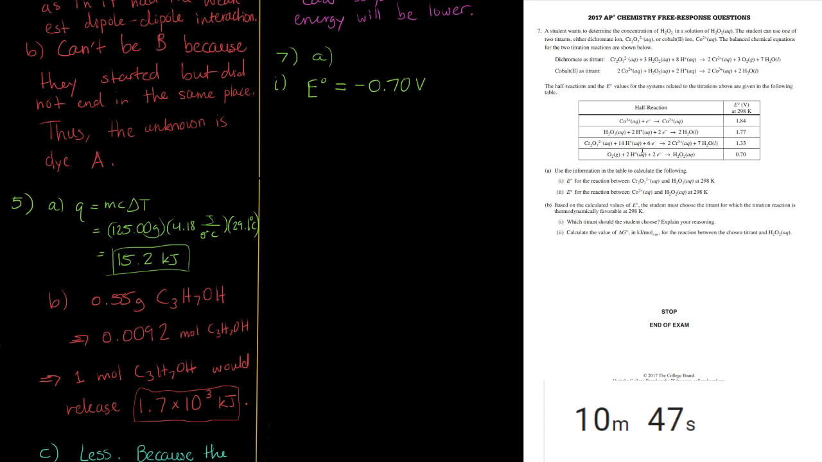Now, we're going to use the chromium reaction just once, say 1.33 volts, because we're just taking it as is. And we're going to use our calculators to find negative 0.70 plus 1.33 comes out to 0.63 volts. There's our answer to the first question.